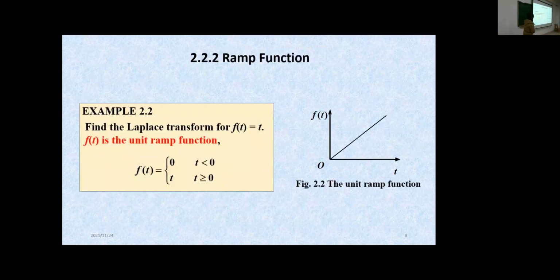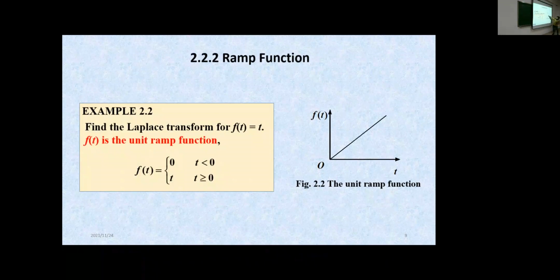Ramp function. Easy. See, this is the mathematical description of a ramp function. When t is smaller than 0, then what? Get 0. When t is equal to or greater than 0, f(t) equals t, then you can get the figure of the ramp function.